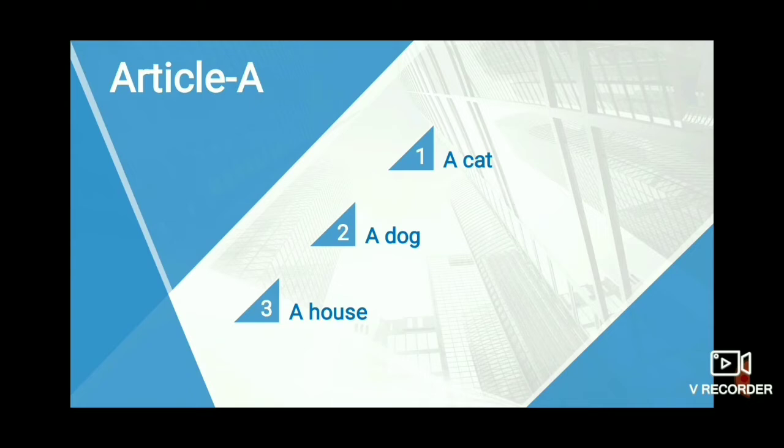So in all of these words, you see that they start with a consonant sound. For example, cat starts with k, dog starts with d, house starts with h. In natural speech, we don't stress a, we say a, like that. A cat, a dog, a house.